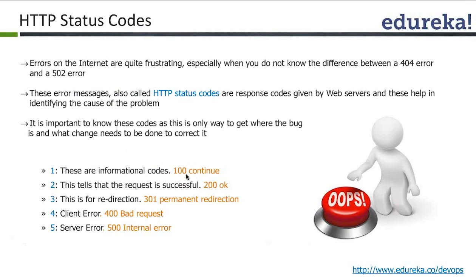For the informational codes, 100 means continue. That means it's just an informational code. If it's 200, that means the web page has been downloaded and there's no problem. If it's 300, that means it's redirecting you to another place. If it's 400, that means that URL does not exist.